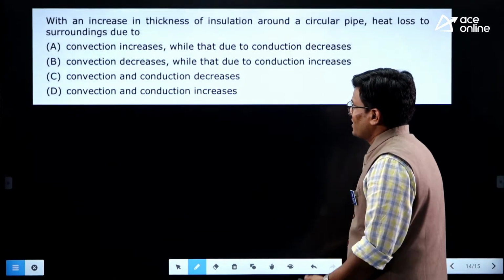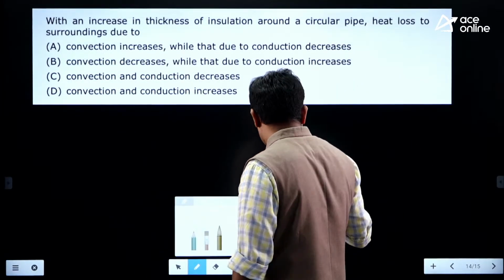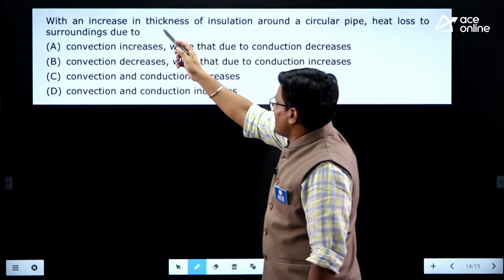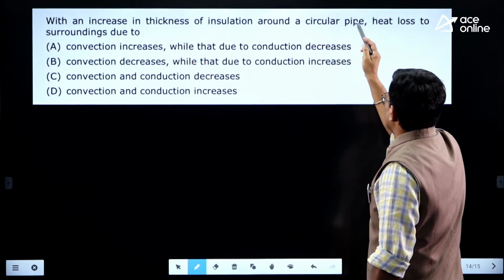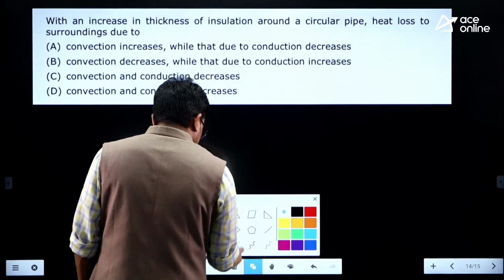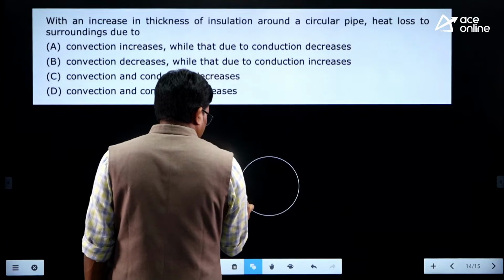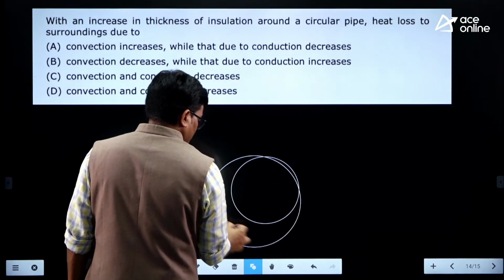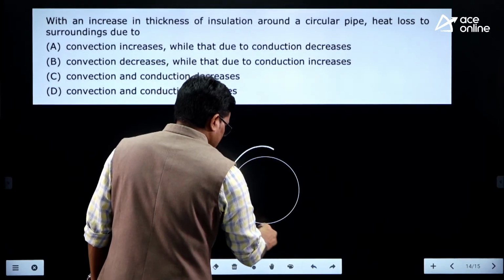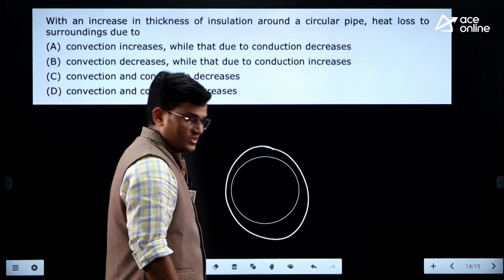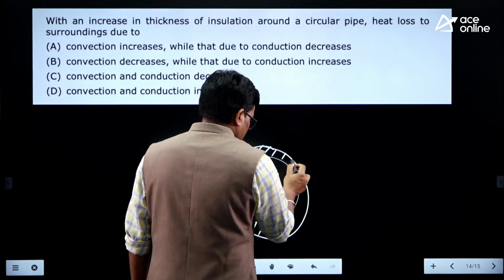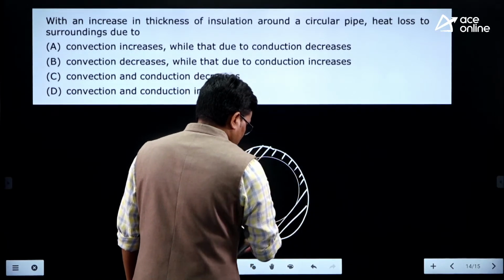Next question. With an increase in the thickness of insulation around a circular pipe, heat loss to surrounding. Simple. Already I told you, but once again, if this is the pipe and if you insulate this, then what will happen? This insulation will offer resistance.